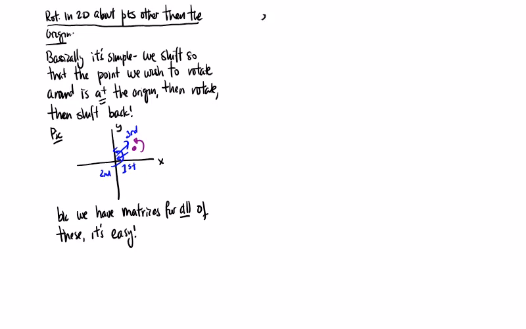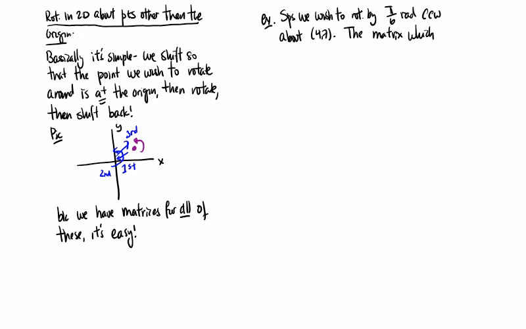So let's look at an example. Suppose we wish to rotate by pi/6 radians counterclockwise about the point 4,7. We can construct a matrix that does this. The first one, which is on the right, will be translation by -4, -7. This moves the point of rotation to the origin. Then we rotate, and then we translate back.